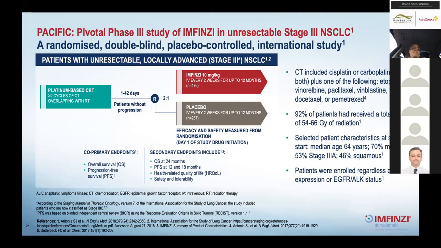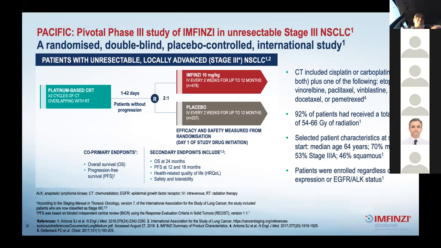We had 2-to-1 randomization to Imfinzi 10 milligrams per kilogram every 2 weeks for up to 12 months versus placebo. We effectively had two co-primary endpoints, overall survival and progression-free survival. Some details about the patients in this study. The chemotherapy included cisplatin or carboplatin, or both if we had to stop the cisplatin for one reason or another, plus one of the following: etoposide, vinorelbine, paclitaxel, vinblastine, docetaxel, or pemetrexed. 92% of patients had received a total dose of radiation.